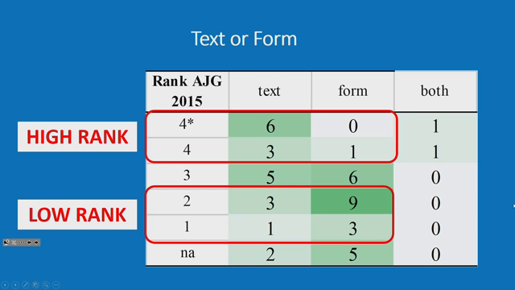So what we find is support for the first proposition. We see that high-ranked journals mostly use text as reviewer guidelines, while low-ranked journals predominantly employ forms.